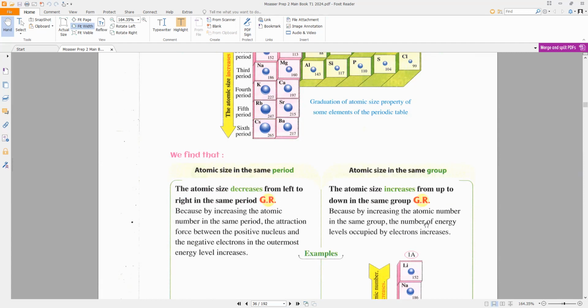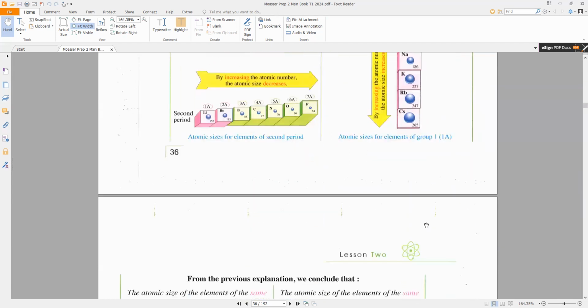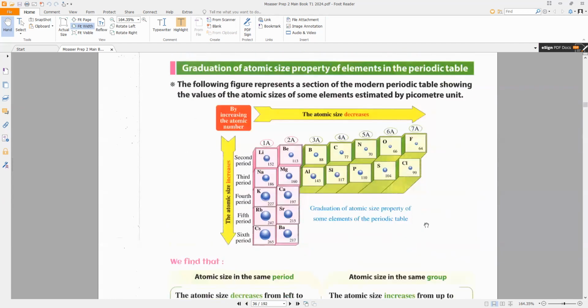But in a group, the atomic size increases because the number of energy levels occupied by electrons increases, so the atomic size increases. The element that has the largest size in the table of the elements is cesium, located in the bottom left of the modern periodic table. What about the smallest size element? It is fluorine, located in the upper right side of the table.